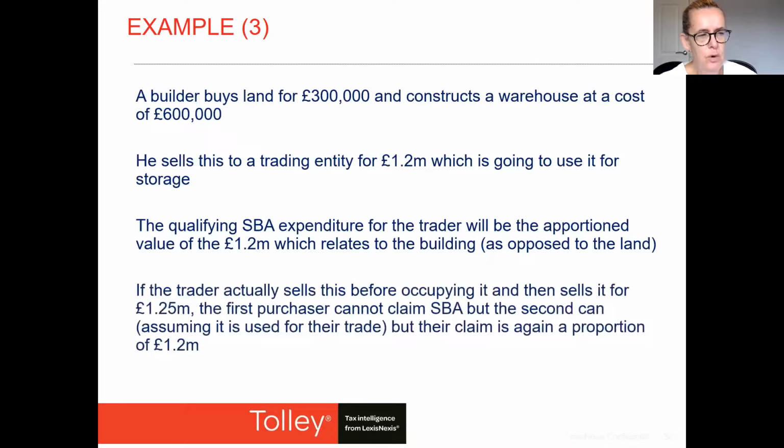If the trader were actually to sell this property before occupying it, and they sold it for £1.25 million, there's a little bit of a wrinkle in the legislation, because again, assuming that they're going to use it for the purpose of the trade, the claim would be made on a proportion of the first purchase price, so on an apportionment of the 1.2 million more than the 1.25. So again, it's just to be aware of those wrinkles.